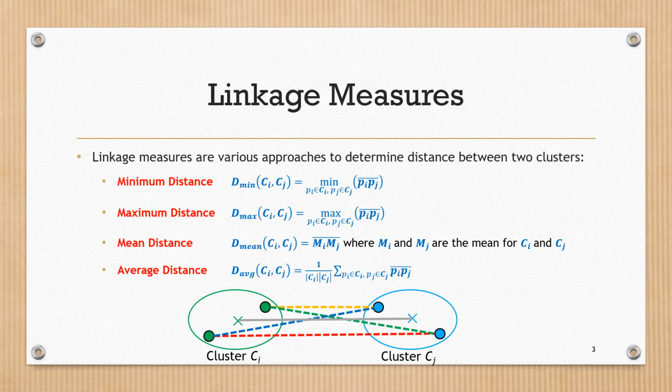The mean distance between the two clusters Ci and Cj is defined as the distance between the mean of Ci and the mean of Cj, which is the gray solid line. The average distance between the two clusters Ci and Cj is defined as the average distance of all pairs of Pi and Pj, which is the average of the four dashed lines.